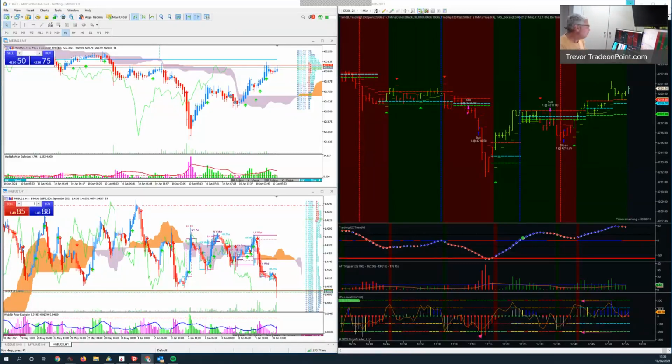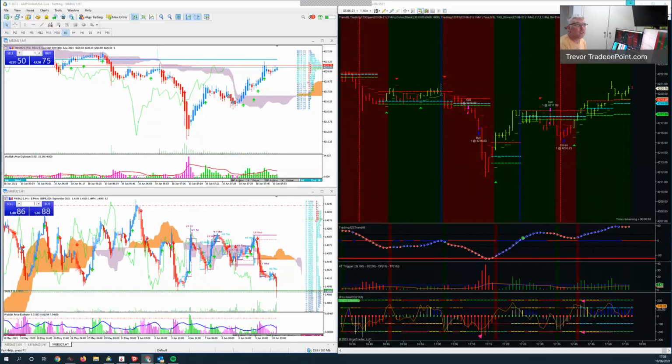As market's still trying to go higher. Not much going on the pound dollar. We're still grinding higher on the ES. You can see, if you look at the bar or the candle on the ES 500 or the S&P 500.